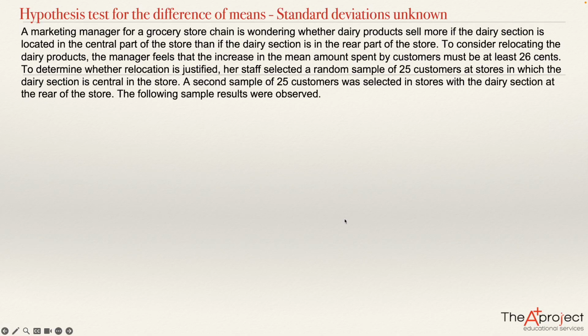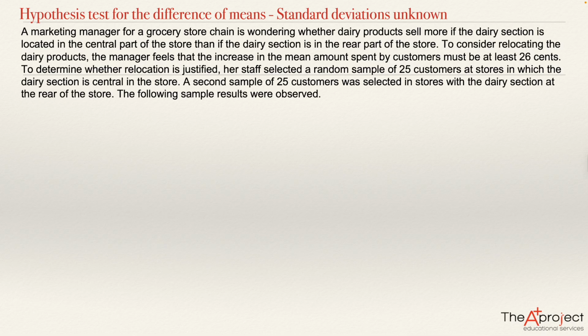In this video, I explain how to solve a problem related to hypothesis test for the difference of means when the standard deviation is unknown. This is the problem. A marketing manager for a grocery store chain is wondering whether dairy products sell more if the dairy section is located in the central part of the store than if the dairy section is in the rear part of the store.